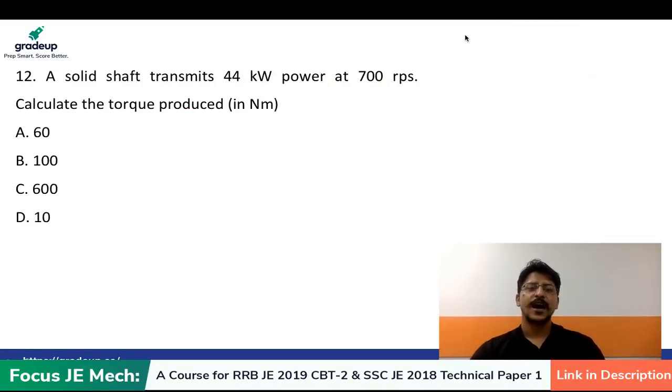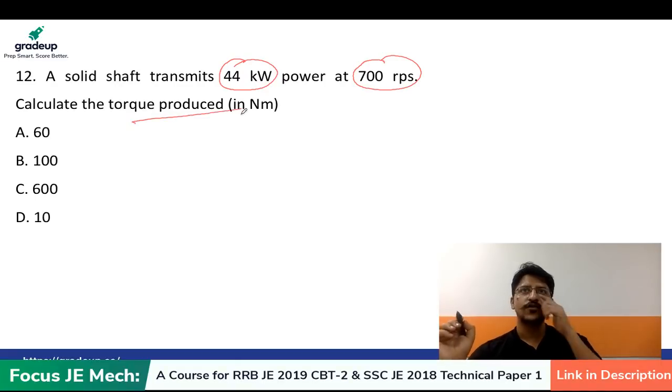It says a solid shaft transmits 44 kilowatt of power at 700 RPS. Calculate the torque produced in Newton meter. You have to tell me the torque produced in Newton meter.